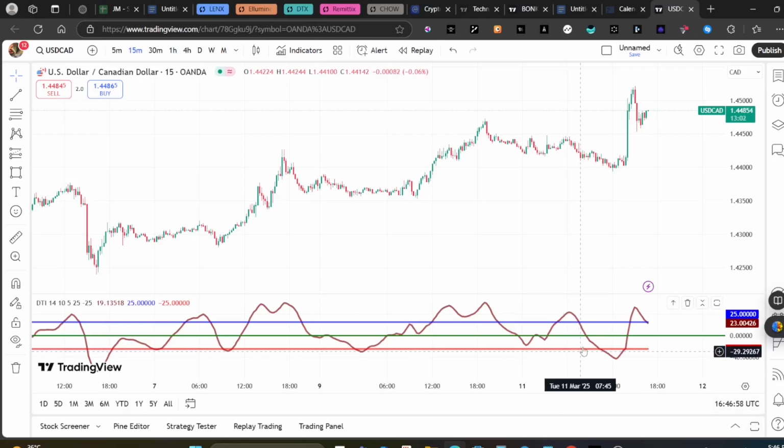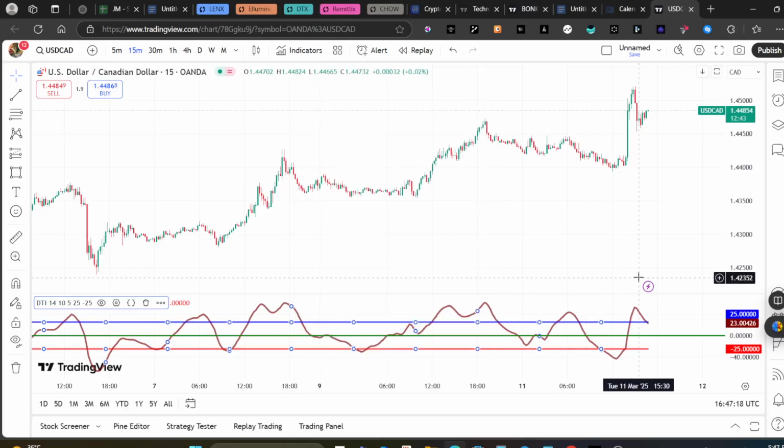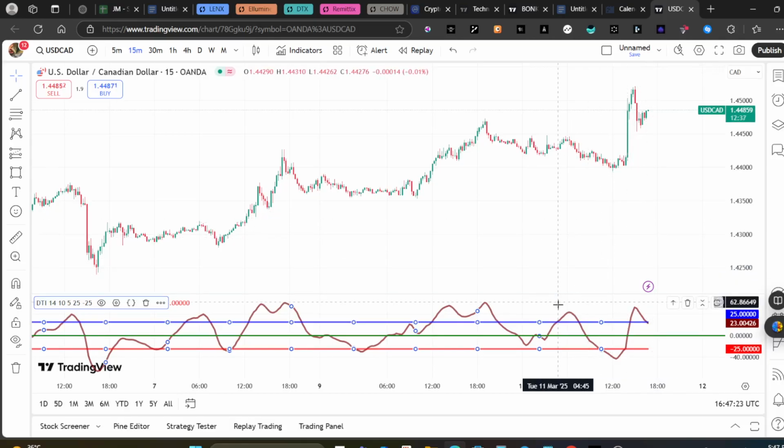So how does it work? The Directional Trend Index typically uses two key components: the positive DI and the negative DI. These indicators help you measure the strength of an uptrend and a downtrend respectively.